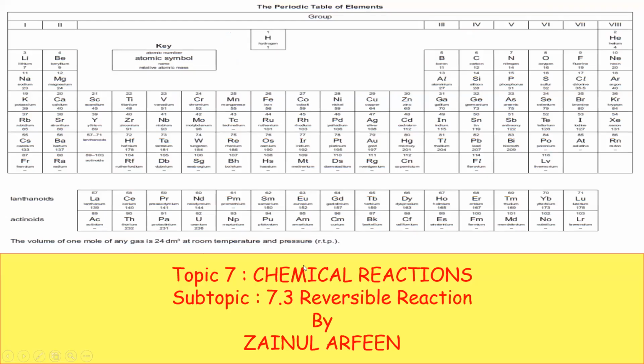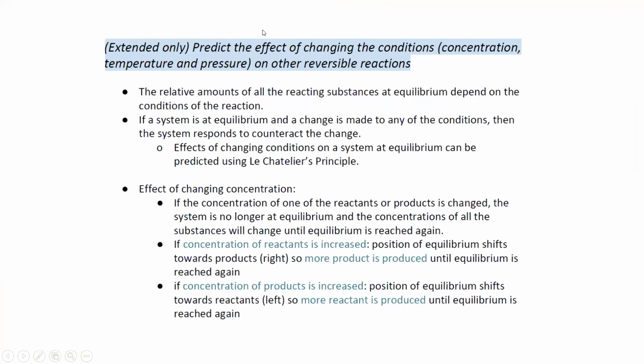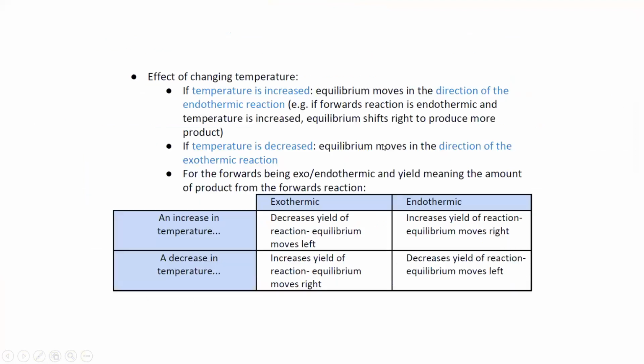So these are the factors on which the reversible reaction depends. First, a reaction can be reversible, meaning the reactant can form a product, and the product can decompose and form back the reactant. It can be affected by changing the amount or concentration, by increasing or decreasing the pressure, or by increasing or decreasing the temperature.